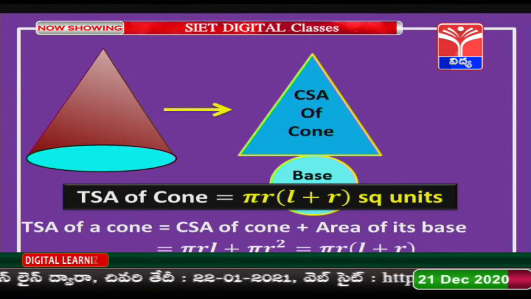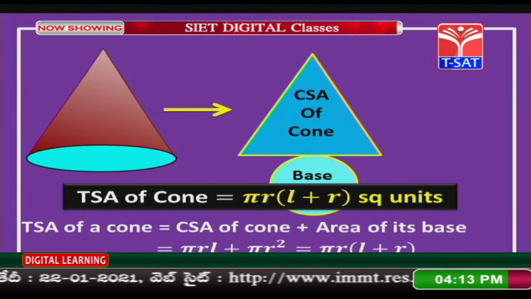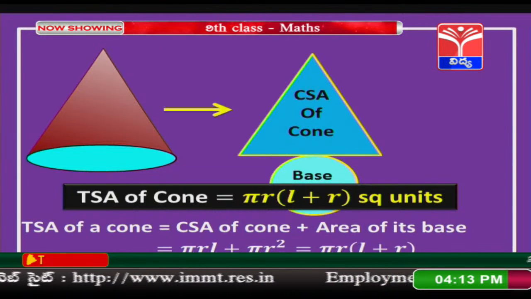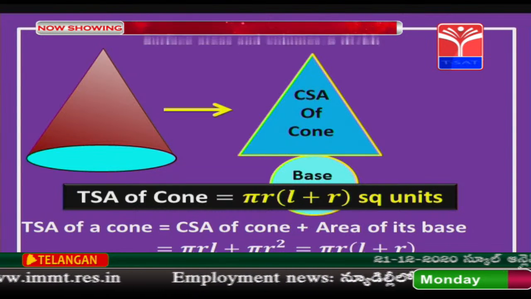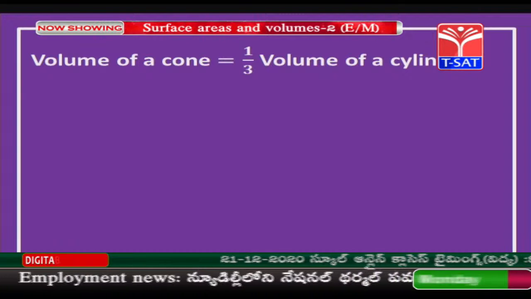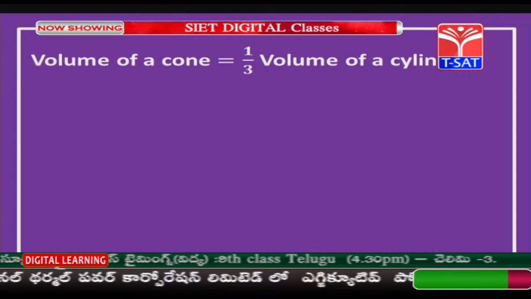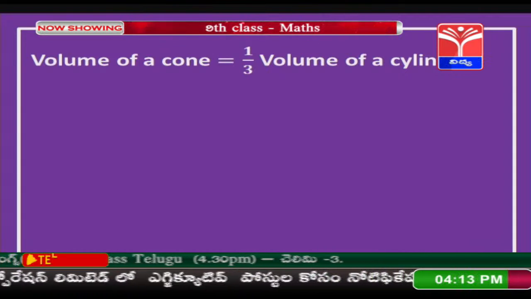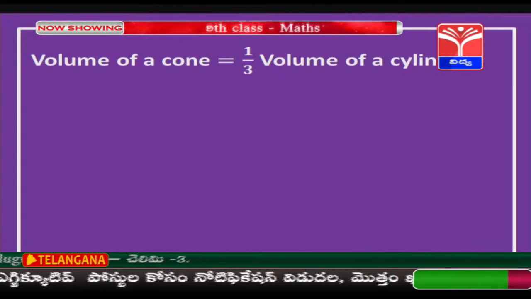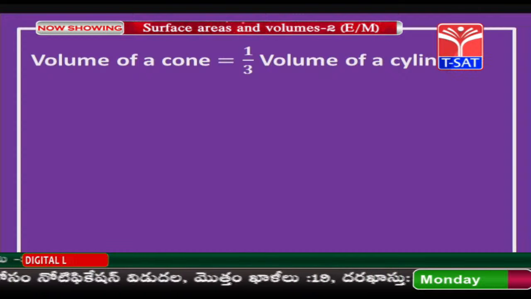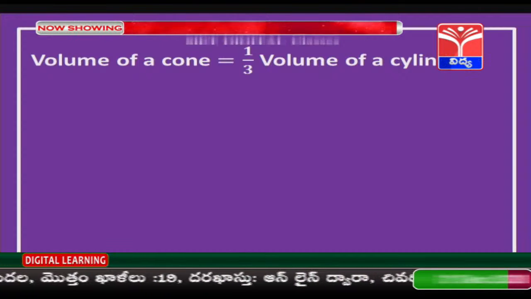Therefore, I can say TSA of a cone is given by pi r into L plus r square units. Now, children, let us find the volume of a cone. From the activities, if you take a cone and a cylinder with the same height and the same radius, you will notice that the volume of a cone is 1/3 the volume of a cylinder.